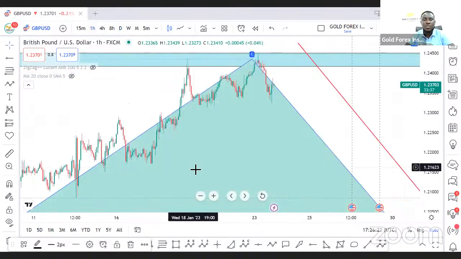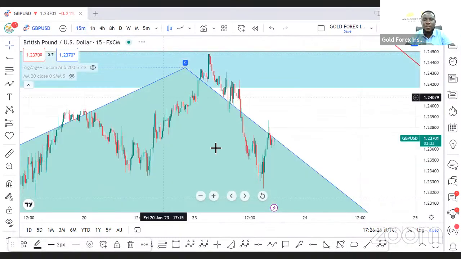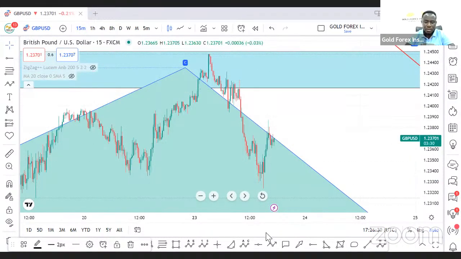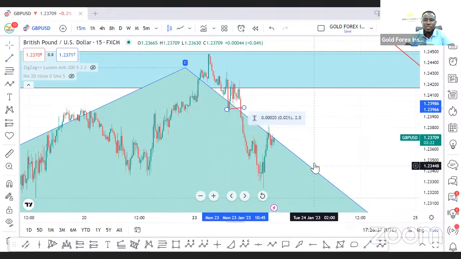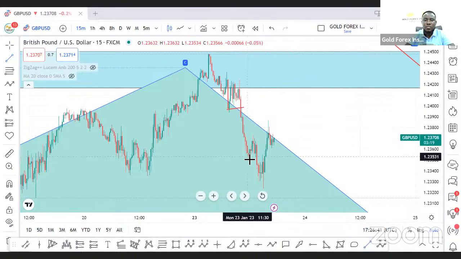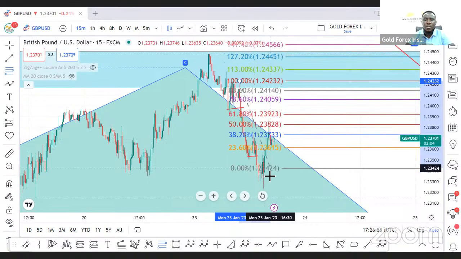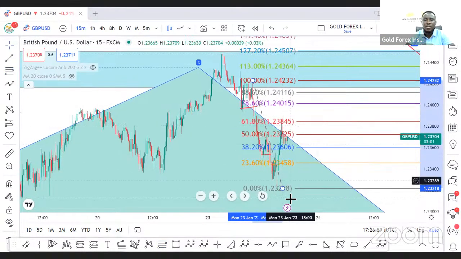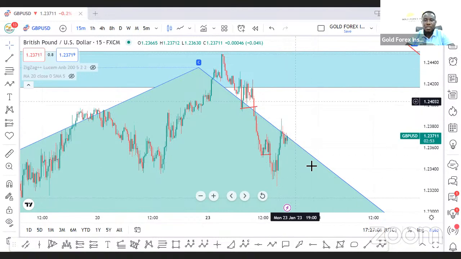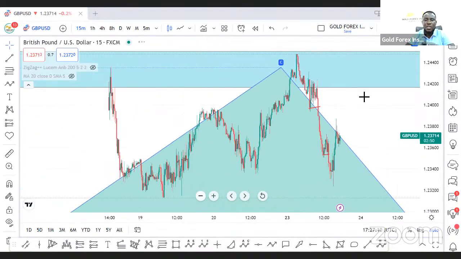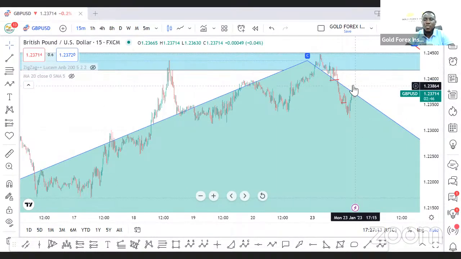Now let's go to the lower time frame. Now look at what is happening here. There is a break of structure. Now this is a break of market structure. When you put your fib here, it's around 61. So I expect it to drop more from here. I expect it to drop more around the zone.